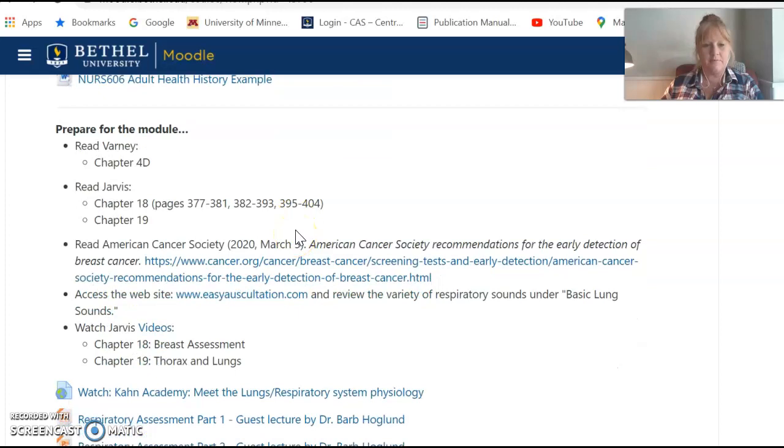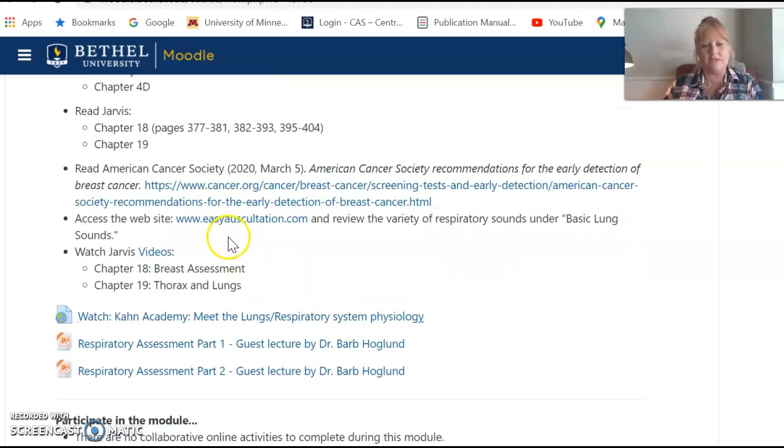There are some readings both in Varney and in Jarvis. There are some additional resources that you can look at from the American Cancer Society. I went to the Easy Auscultation website today. It was very interesting. You do have to sign up. It's very brief, just takes a minute or two. And the thing I thought about was that when I was in nursing school, and this may date me just a wee bit, we had to go to the computer lab and put headphones on and sit there and listen to lung sounds. So this is so handy that you can just do this whenever you want to in the comfort of your own home. And I listened to them too. It was really interesting and quite good.